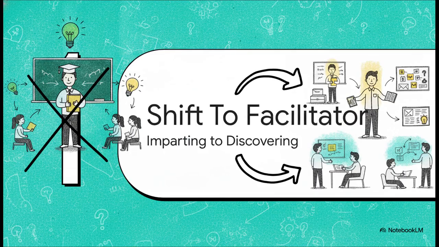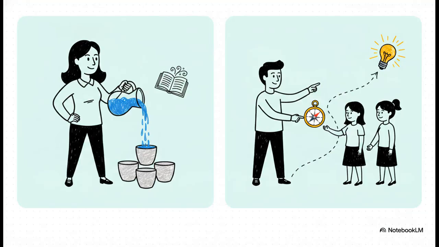So let's jump straight into our first major paradigm shift. We're talking about moving from the traditional teacher to the modern instructional facilitator. Traditionally, a teacher's main job is kind of like being a funnel, right? You have the knowledge and you pour it directly into your students. But stepping into the role of a modern facilitator flips that entirely on its head. Your new job is to act as a compass.